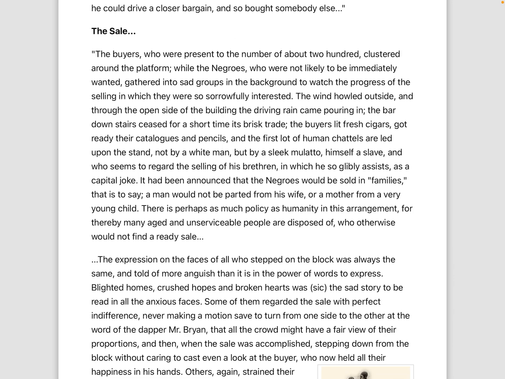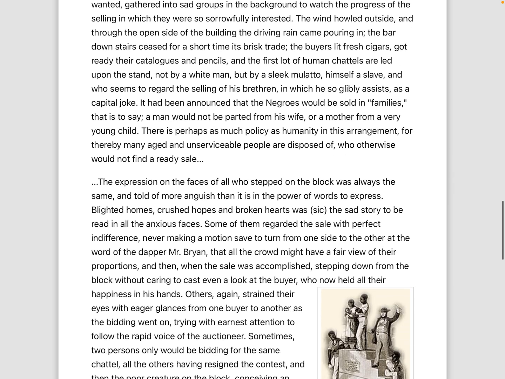It had been announced that the Negroes would be sold in families, that is to say, a man would not be parted from his wife, or a mother from a very young child. There is perhaps as much policy as humanity in this arrangement, for thereby many aged and unserviceable people are disposed of who otherwise would not find a ready sale.